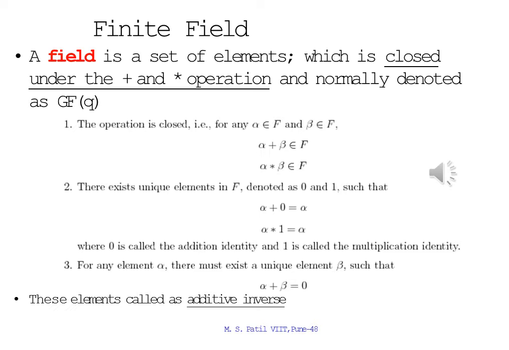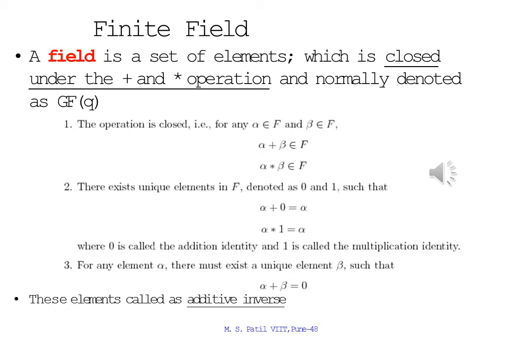And when you multiply 1 with any element of the set, the element remains the same. So that is what is written. Alpha plus 0 is equal to alpha, so that is additive identity. Alpha into 1 is equal to alpha, that is multiplicative identity. So 0 is called additive identity, 1 is called multiplicative identity, which is just the normal concept of our mathematics.